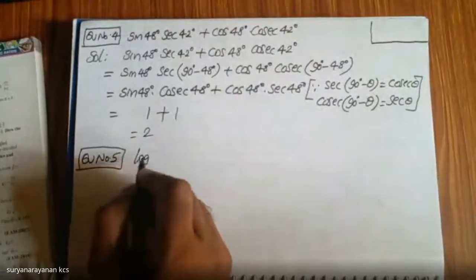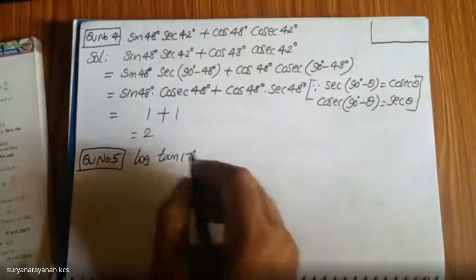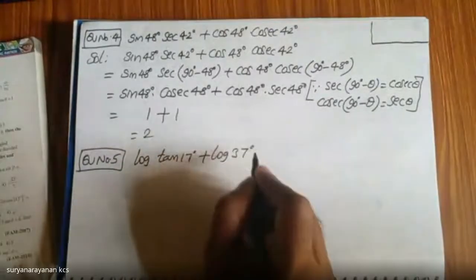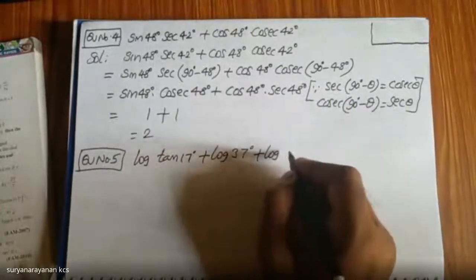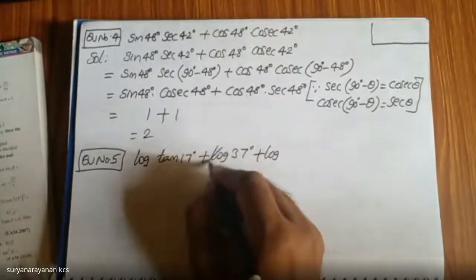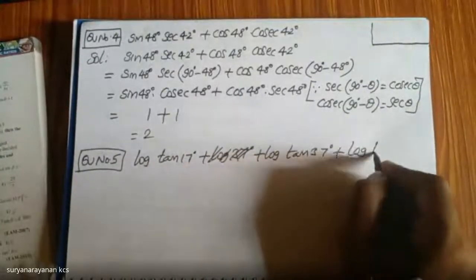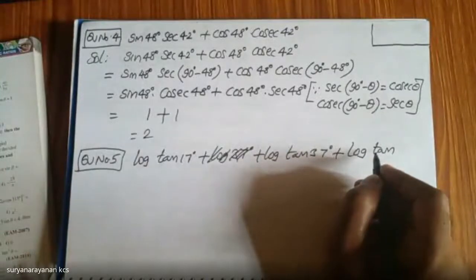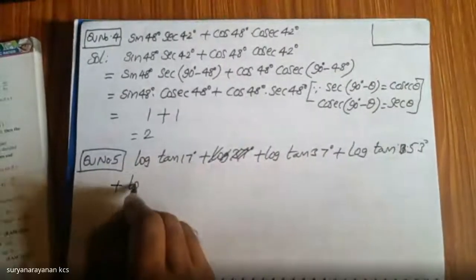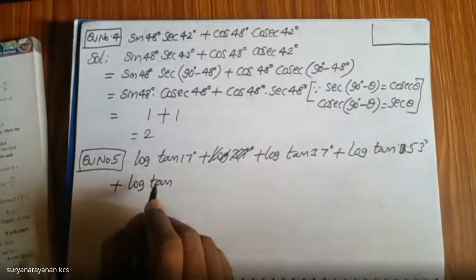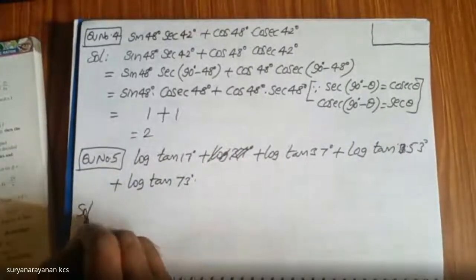Log tan 17 degrees plus log tan 37 degrees plus log tan 53 degrees plus log tan 73 degrees. What is the value of this expression?